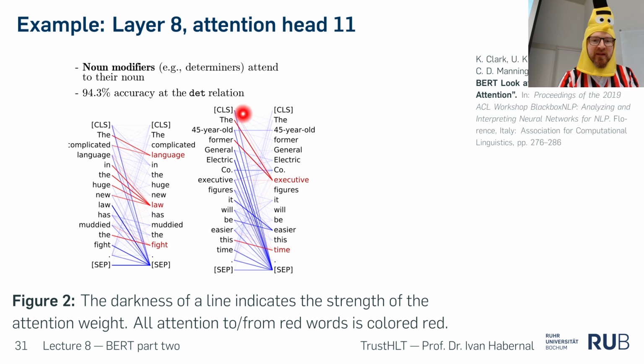Or here, the 40-year-old former General Electric co-executive. This is interesting. The word is really far away, but it has a strong association to the determiner here. So the attention is very high here. The word attends to the other word for a linguistic reason.